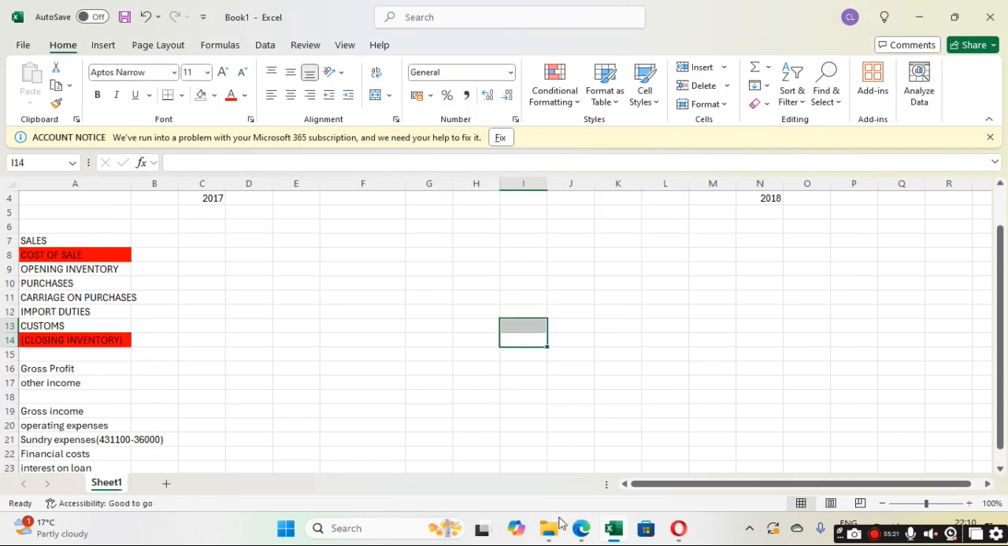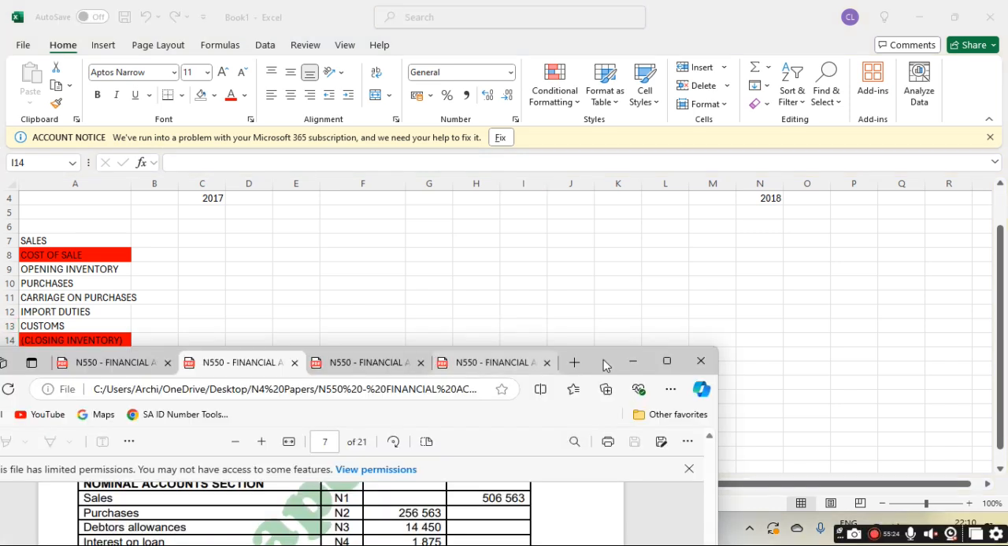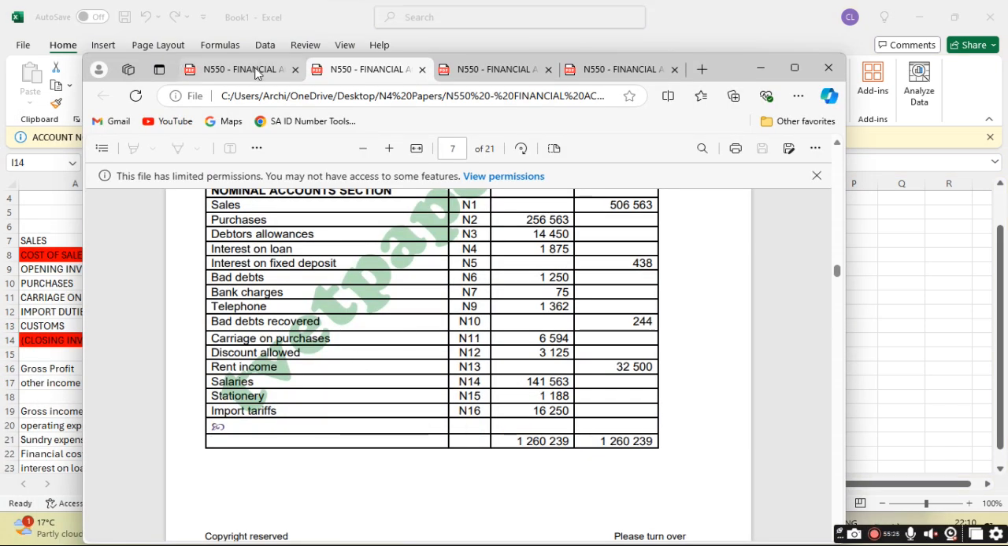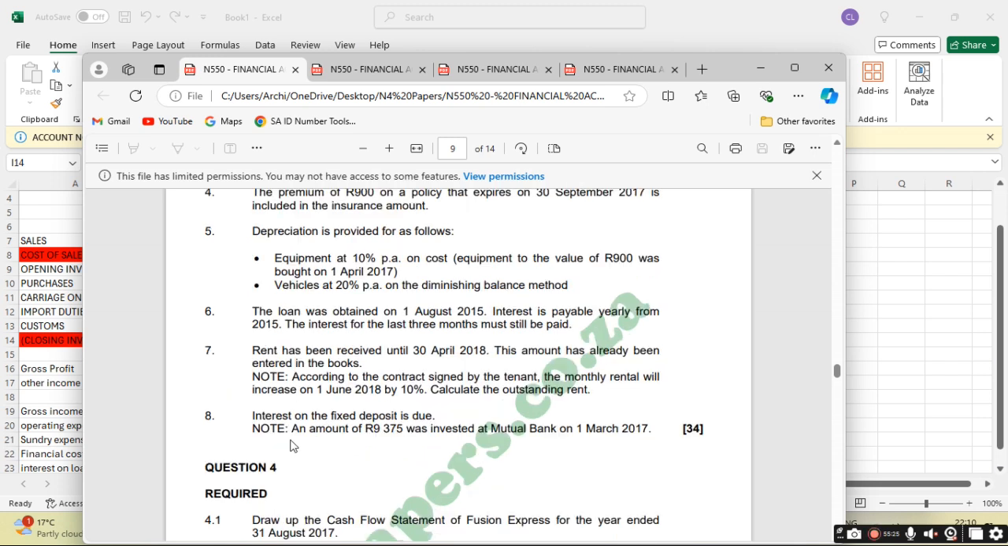Okay, moving on. We're doing our last transaction on this question paper, which is this transaction. Rent has been received up to 30 April. This amount has already been entered in our books according to the contract signed by the tenant. The monthly rent will increase on 1 June by 10%. It's up to you guys to do this transaction. If you're confident with your answer, you can let me know in the comment section what you got for rent. Just simply say rent, total answer is this, and I'll let you know if you're correct or not.